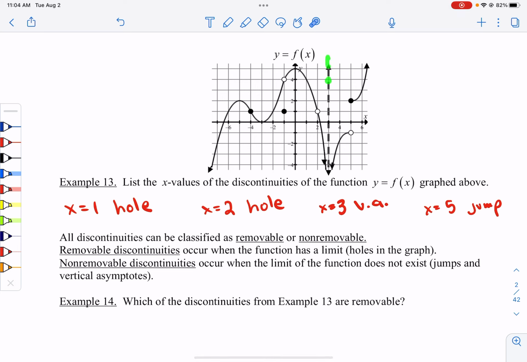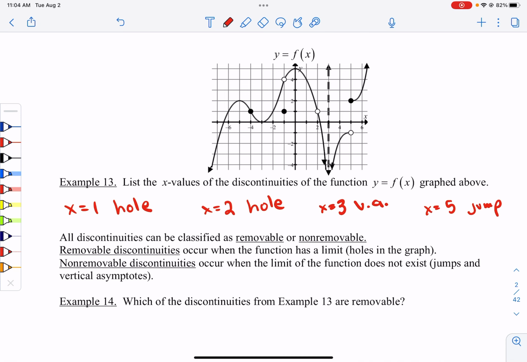Asymptotes, like this one right here, that is not a value that has been removed, okay? That value does not exist. So that is a non-removable discontinuity. This jump right here, that is a non-removable discontinuity, okay?